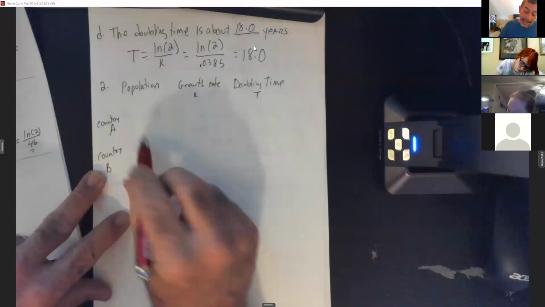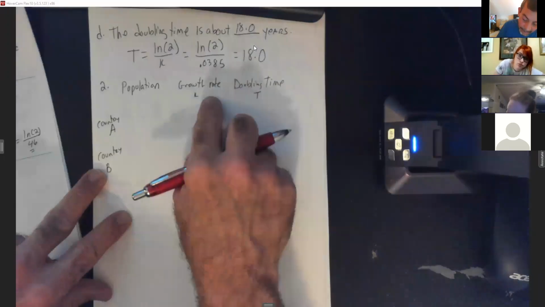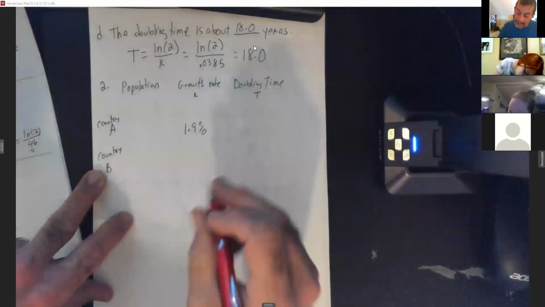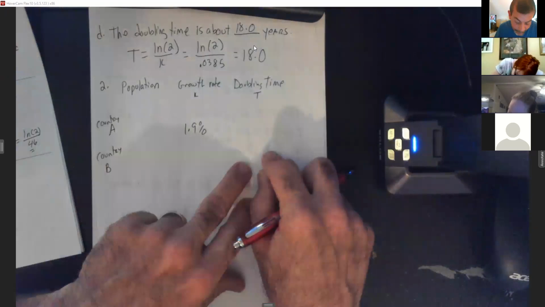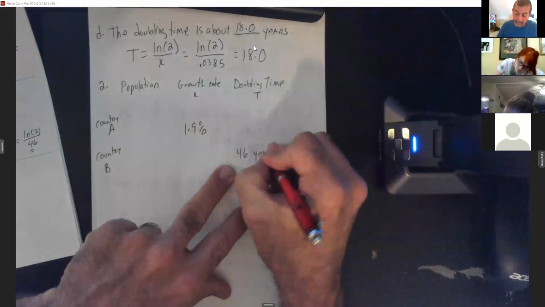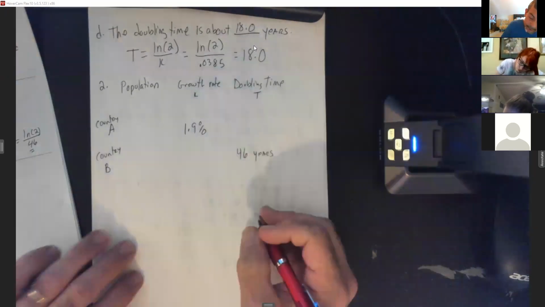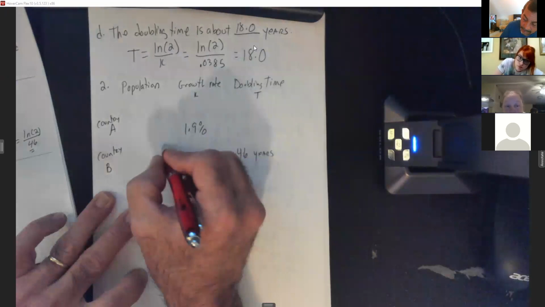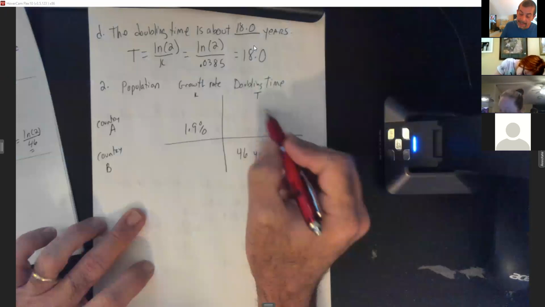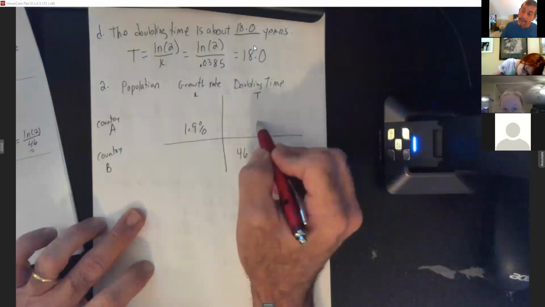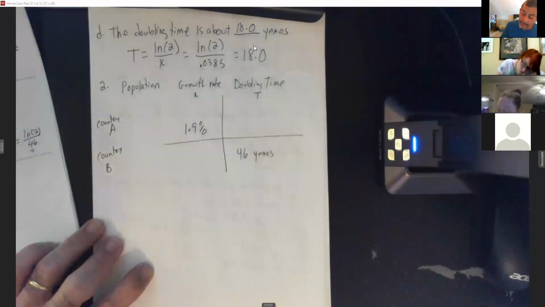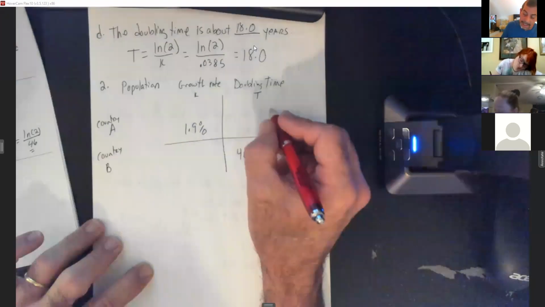Now for country A, I know the growth rate is 1.9% per year. And then I know the doubling time of country B was 46 years. So it's almost like you got 2 rows and 2 columns. We're looking for the doubling time for country A and the growth rate for country B. So first, let me find this doubling time for country A.